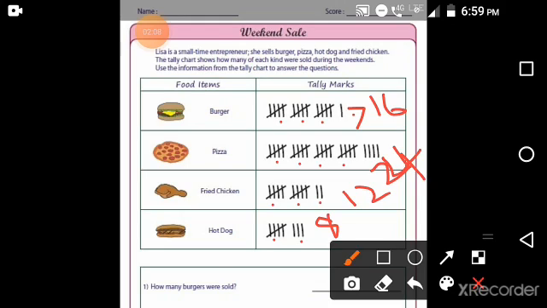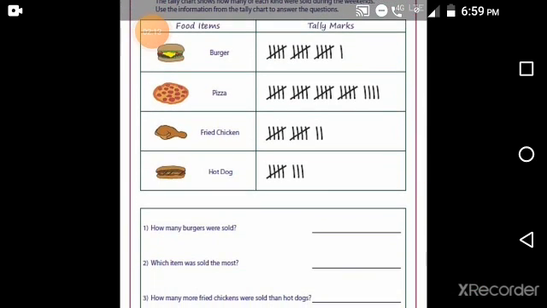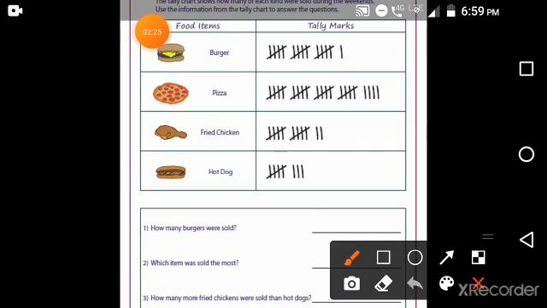Now let us look at the questions. Look at the first question. How many burgers were sold? When he counted, what is the number of burgers sold? Yes, it is 16. So here you can write the answer as 16 burgers. Look at the second question. Which item was sold the most? Most means more. So which one was sold more? Yes, pizza. So you can write that as the second answer.